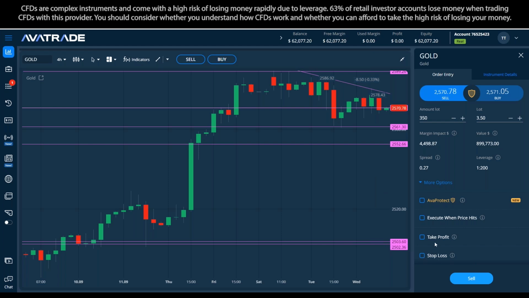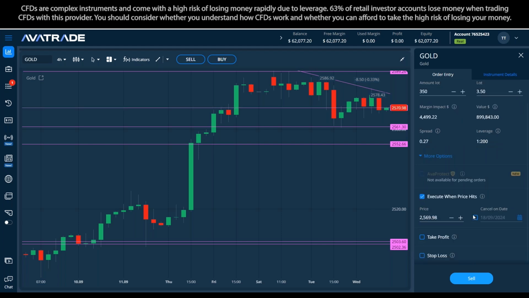Okay, so execute when price hits on the sell. Take profit, we're saying down around 25. So let's say 25.03, 25.04, just above that support level. Okay, execute when price hits. Again, it should be if price hits, but we understand that it may or may not hit the entry price. If it does, then it opens.